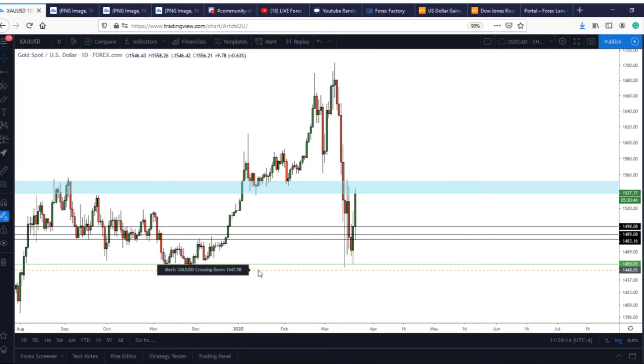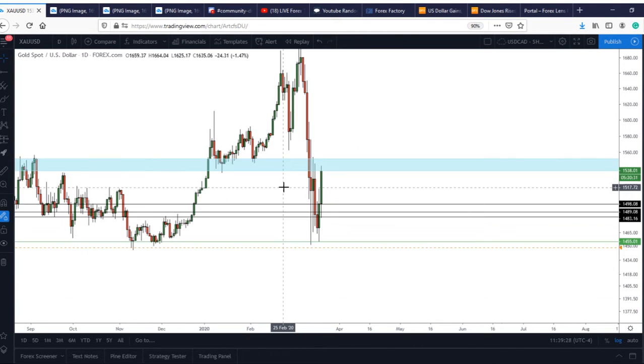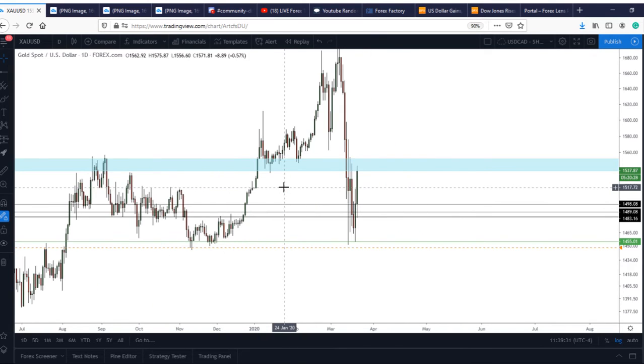It is heavily manipulated, so I'm trying to stay away, even though it looks so good. But I was planning to hold this trade for the rest of 2020. I got stopped out prematurely and just kind of gave up on it. But for gold, I highly discourage you guys from trading it right now. It's too manipulated. It's too volatile.